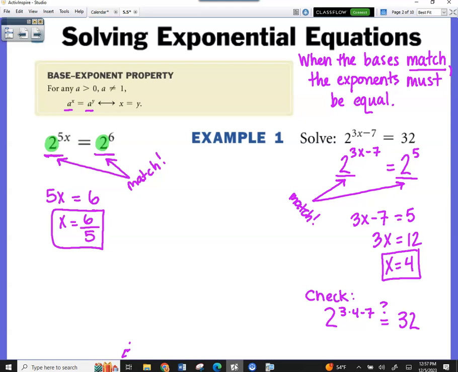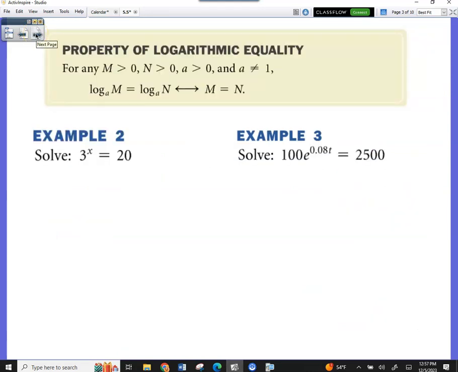Okay, so go to this slide right here. This slide is saying now, here's a different type of equation. This is when you cannot necessarily rewrite that number as that same base to a power. There's no way to get 20 out of taking 3 to a power. Like 3 squared is 9, 3 cubed is 27. I've already gone past it. You see what I mean?